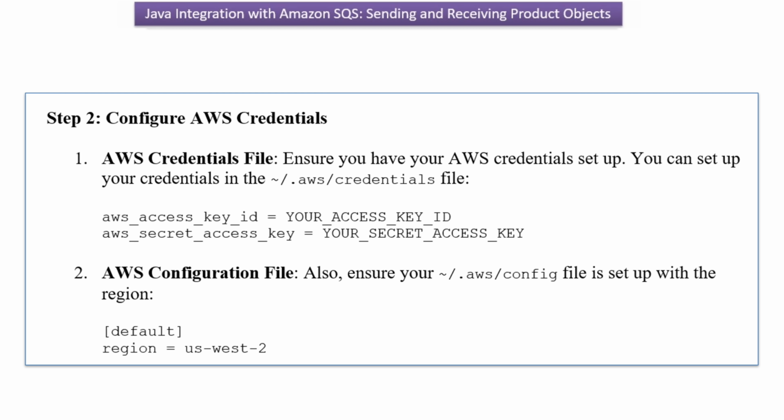Step 2 is to configure AWS credentials. How to set up AWS credentials? I have created a separate video. If you want to watch that video, check the link in the video description. The first one is the AWS credentials file. In that, make sure the AWS access key ID and AWS secret access key are proper. The second one is the AWS configuration file, and in that file, make sure the region is proper.